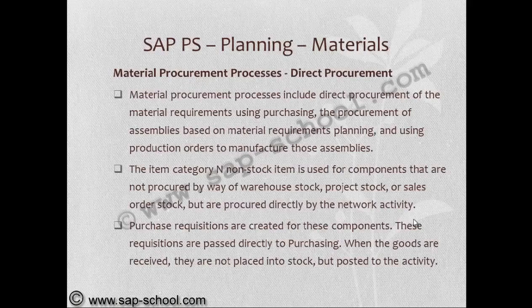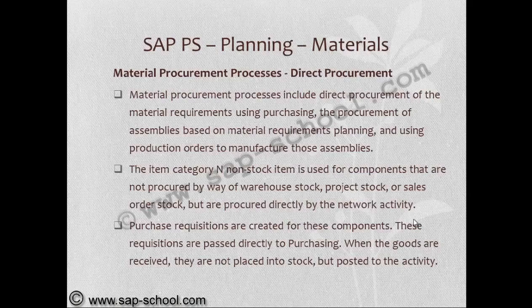Material procurement processes include direct procurement of the material requirements using purchasing, and the procurement of assemblies based on material requirements planning, using production orders to manufacture those assemblies. The item category N, that is non-stock item, is used for components that are not procured by way of warehouse stock, project stock or sales order stock, but are procured directly by the network activity. These components will not be considered in inventory management and are directly consumed at the receipt.